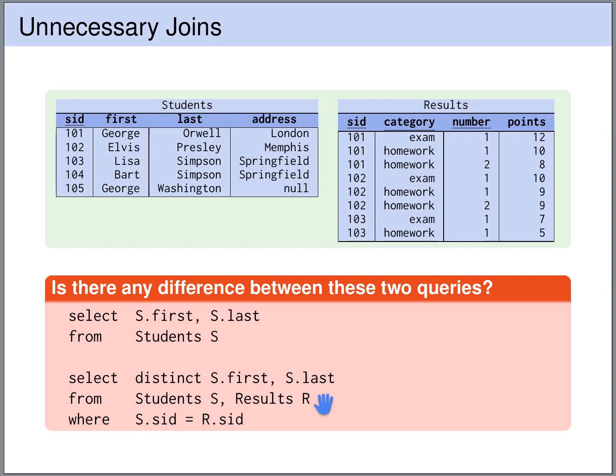Moreover, if we include the distinct, then we remove the duplicate rows, then what we get in the second query is the first and last name of all the students that have at least submitted 1 result. So that have 1 result in the results table. However, if there's 2 students with the same first and last name that have results in the results table, they will appear only once due to the distinct. The distinct will remove the duplicate rows. Whereas in the first table, if we have 2 students with the same first and last name, they will appear twice.